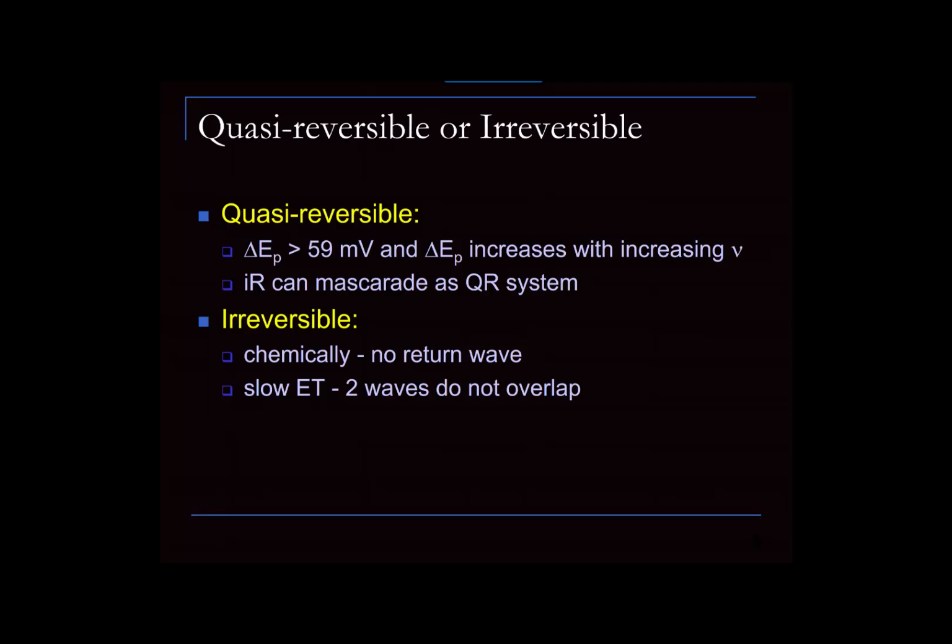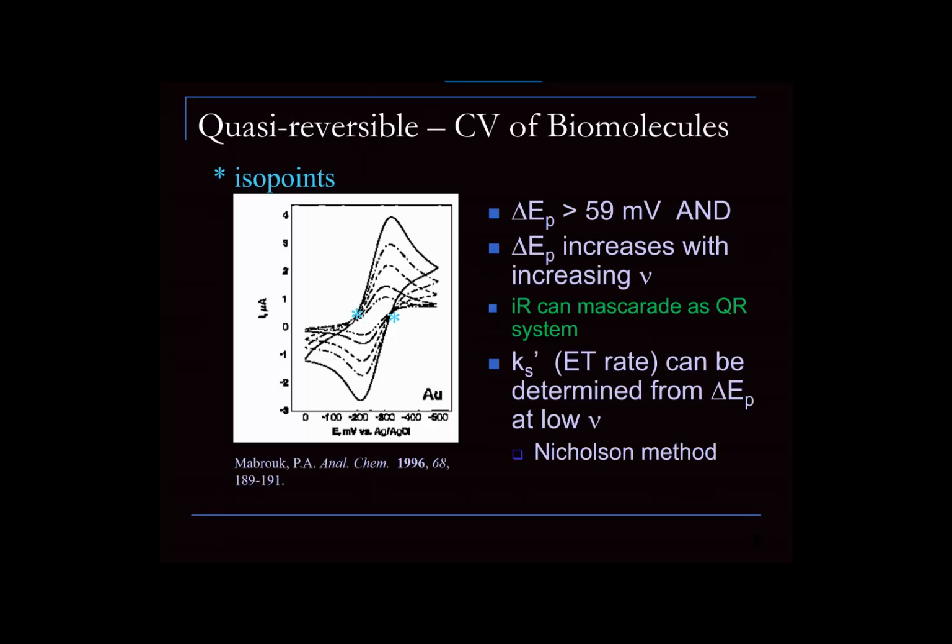Well, it won't look like the duck. It won't have a return wave. It'll look like half a duck. And if the system is on the borderline of being irreversible, if you have very slow electron transfer, the two redox waves for oxidation and reduction just won't overlap. So it'll look like a misdrawn duck. So let's take a look at both of these.